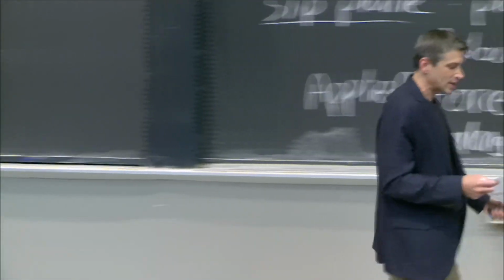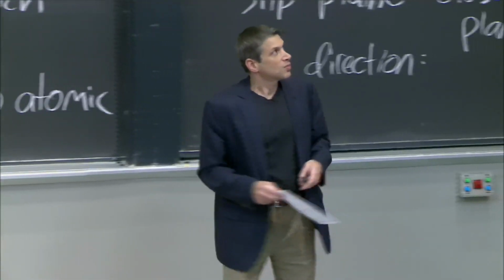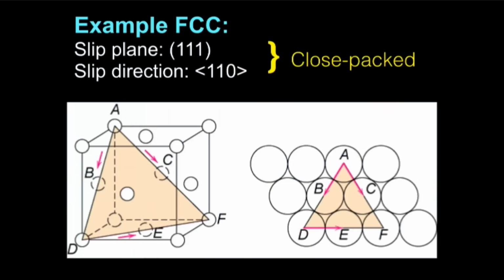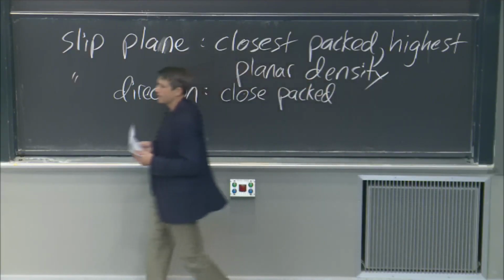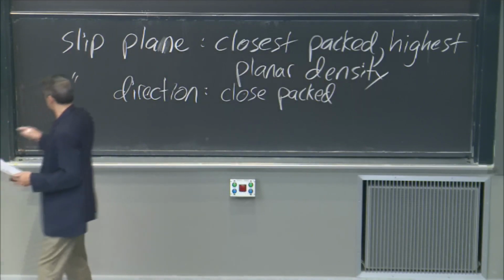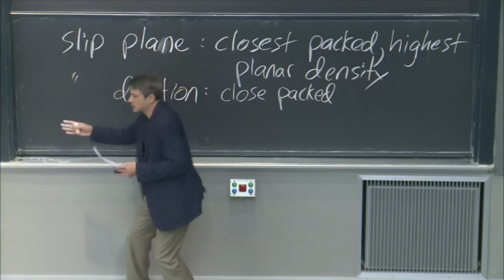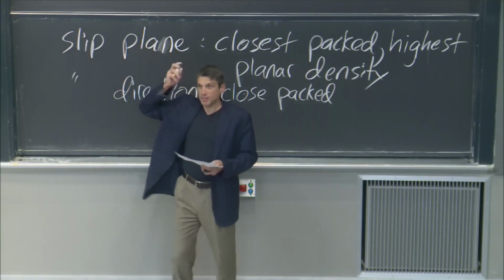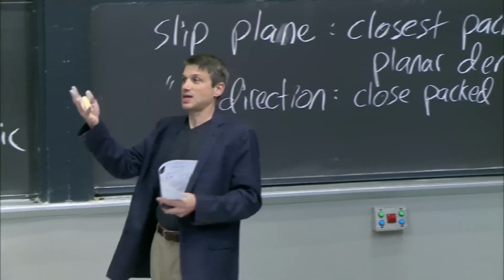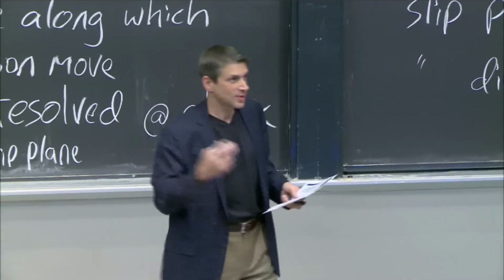So the slip direction is going to be the close-packed direction, the highest density direction. So I've got an example there, the close-packed direction. Notice this would be a direction, a vector, and this is a plane. Well, that's jogging some memories of understanding crystals by their Miller planes and directions, right?